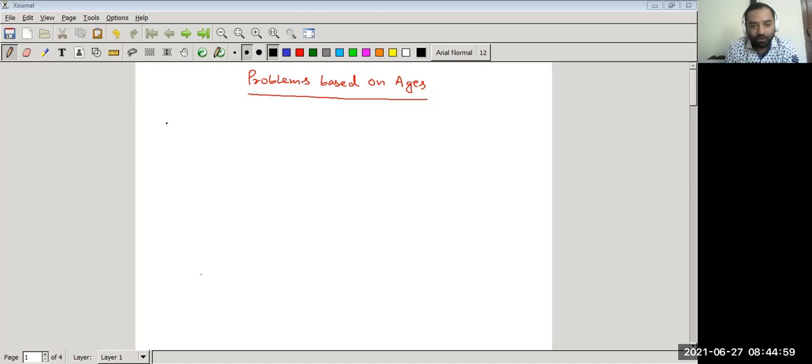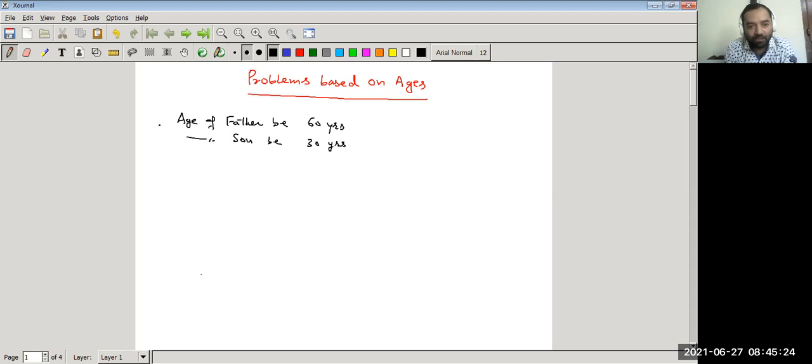So we start with an example. Let the age of father be 60 years and age of son be 30 years, right? So these are the present ages. So we can say the present age of father and present age of son are 60 and 30 years respectively.